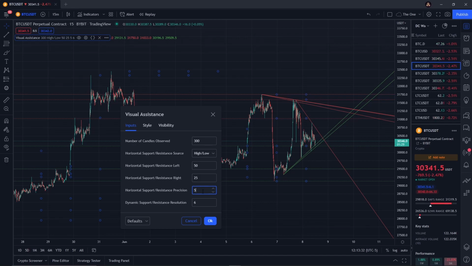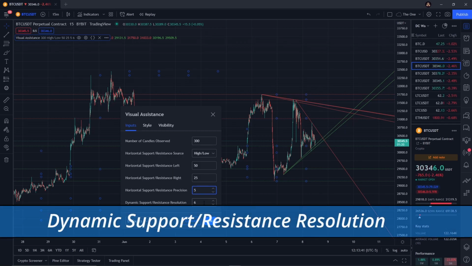If you're new and don't really have a style of trading, just go ahead and leave the default values alone. And if you want to tweak it, you're more than welcome to. This is what everything does. Moving forward, we're looking at dynamic support and resistance resolution.